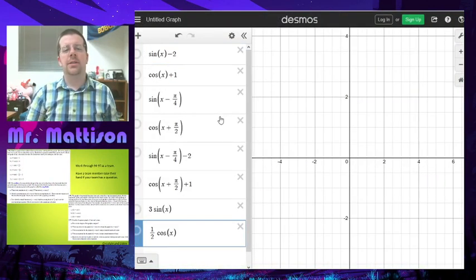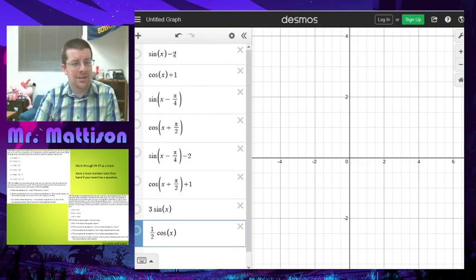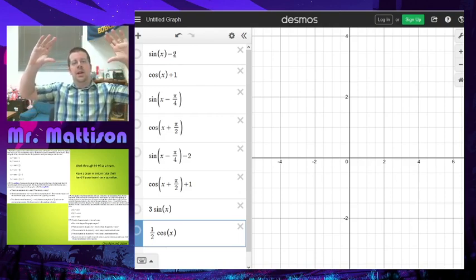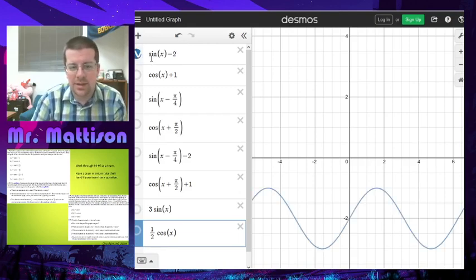All right, so our first one here, we had sine of x minus 2. So that's going to be the same sine curve, but every y value is now 2 lower. So it should end up looking kind of like this, right? It's normally here, and now we just got it shifted down.